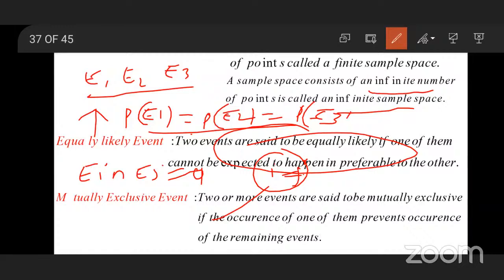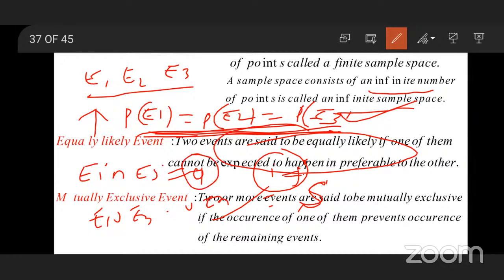Next, exhaustive events. E1 union E2 union E3 and so on up to En is equal to S, which is called an exhaustive event. These three types of events are important at the exam level. Equally likely events: all probabilities are equal. Ei intersection Ej is equal to phi, therefore Ei, Ej are mutually exclusive events. Exhaustive events: the union of E1, E2, E3, and so on up to En is equal to S.